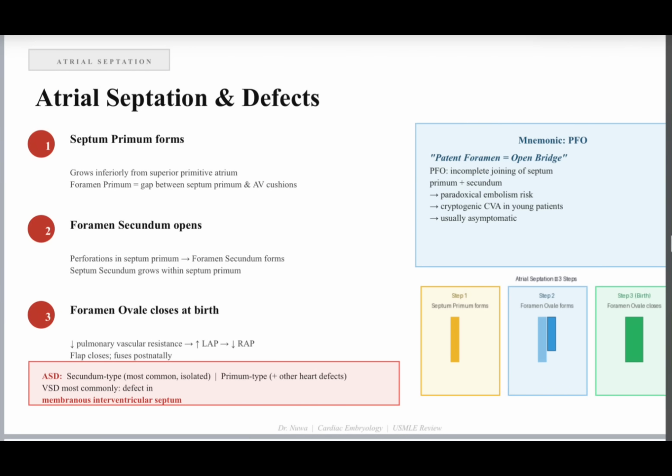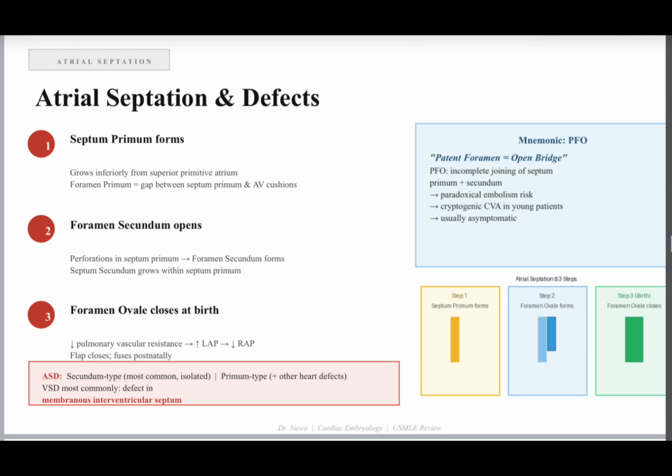Septum primum grows down, leaving a gap at the bottom called foramen primum. Then septum secundum grows inside it, creating an overlap gap, the foramen ovale. At birth, pulmonary resistance drops, left atrial pressure rises, flap closes.